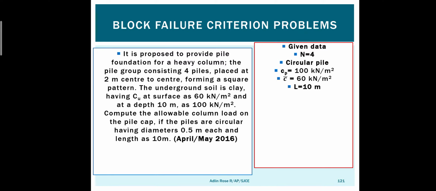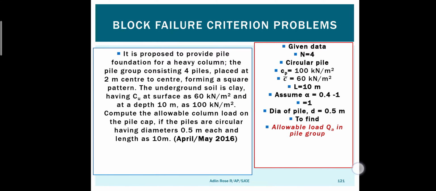Then the length of the pile is 10 meter, given in the question. Now since it's a clay soil, we go for 9 CpAp plus alpha C bar As. Now alpha is the adhesion factor, you can assume between 0.4 to 1. I am assuming alpha is equal to 1. You can assume 0.4 also, little variations in the answer will come, no problem with it. Then the diameter of the pile is equal to 0.5 meter. Now you have to find the allowable load QA in the pile group.